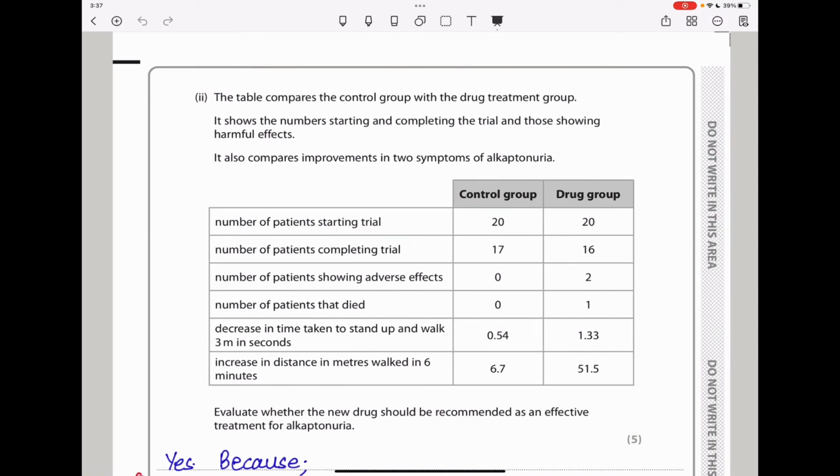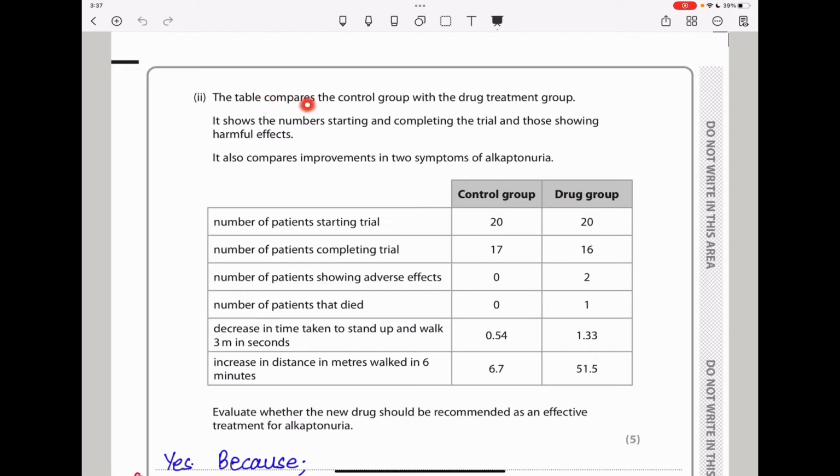The next part says, the table compares the control group with the drug treatment group. It shows the number starting and completing the trial and those showing harmful effects. It also compares improvements in symptoms of Alkaptonuria. So here we can see the results in this table. The number of patients starting the trial was 20 for each. Number of patients completing the trial, here we had 17 and 16.